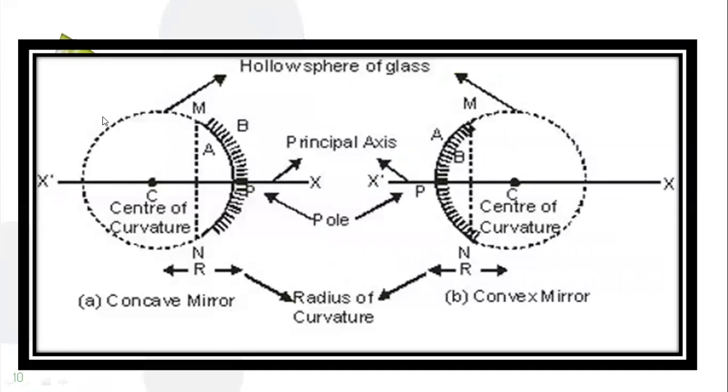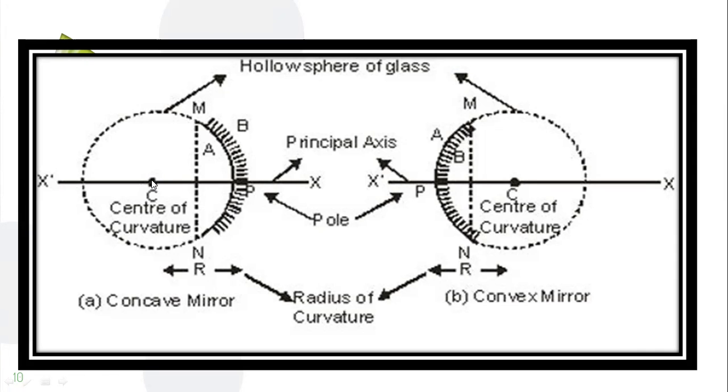Here I am going to tell you more terms about the spherical mirror. As we have studied, this is the spherical mirror and we cut it in two different forms. When the inner surface is reflecting, that is called the concave mirror, and when we cut it in this way, when the outer surface is reflecting, that is called the convex mirror. But here we are going to study a few more terms about the spherical mirror.